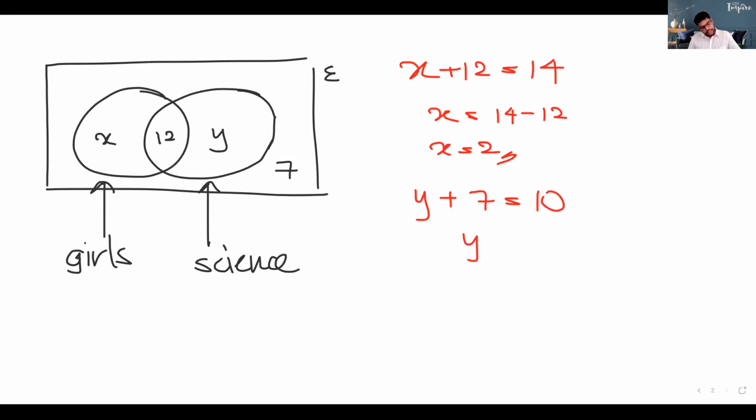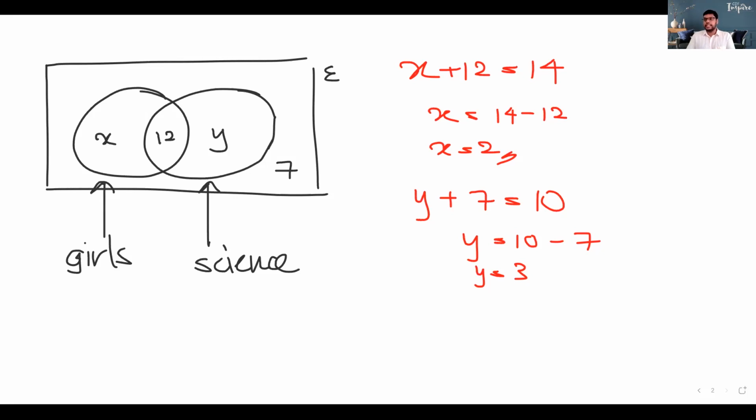So that means y would be equal to 10 minus 7 and therefore equal to 3. Good, children, right? Yes, so I have a question from one child, who says that she doesn't understand. So I will explain again.